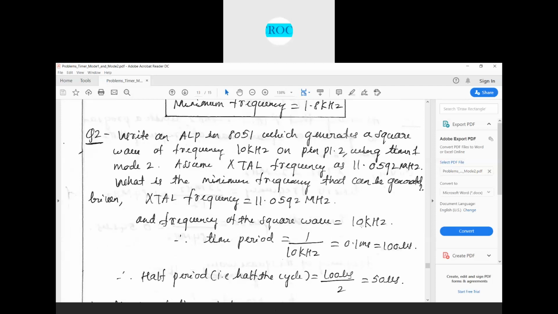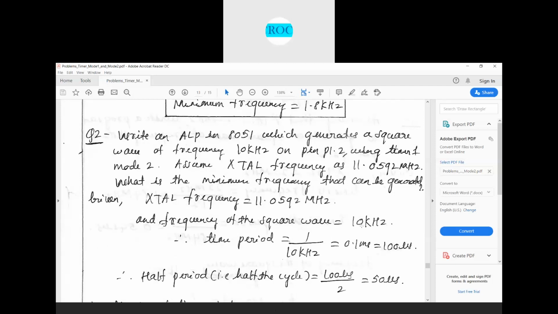in mode 2. Assume crystal frequency as 11.0592 MHz. What is the minimum frequency that can be generated? If in the previous problem, what was given to us? The program was given, the initial count was given to us, and we calculated the frequency of the square wave. Now what is given to us is we need to generate a square wave of frequency 10 kilohertz, right?